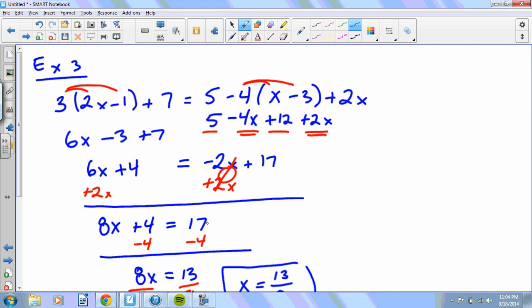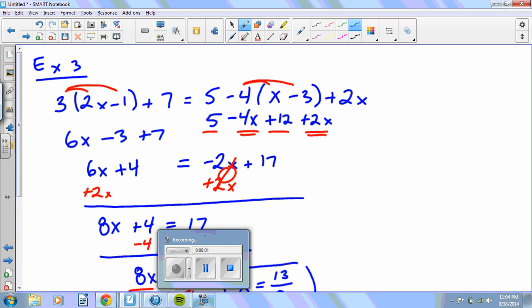So that's the addition in section 2.4. There's still the property of equality there. Make sure it's used wisely. And that will be the end of this lesson.